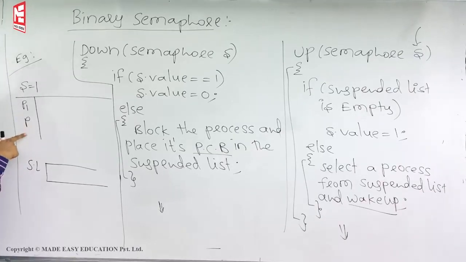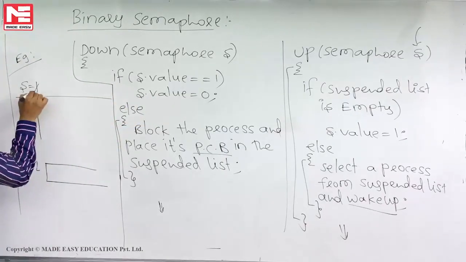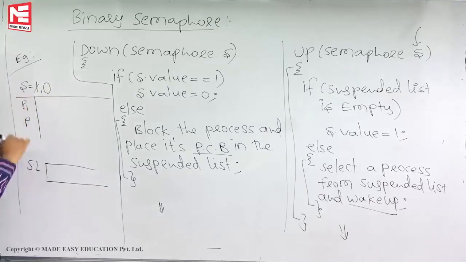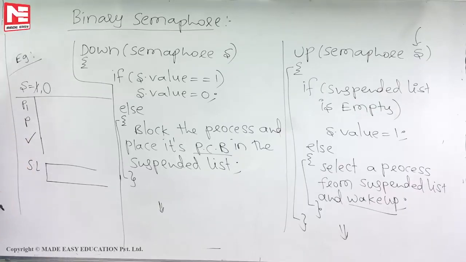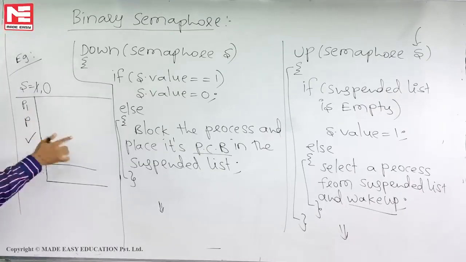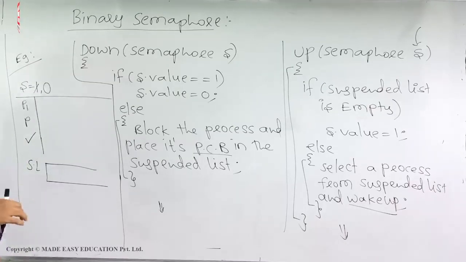When P1 is performing down operation, now tell me, semaphore value क्या होगा? Semaphore value 1 है, तो you make it to 0. It becomes 0. Now tell me, successful or unsuccessful? Successful. Successful है तो क्या होगा? Process will continue further execution. Okay? उसका कोड में जो रहेगा नेक्स्ट वो कंटिन्यू करेगा.